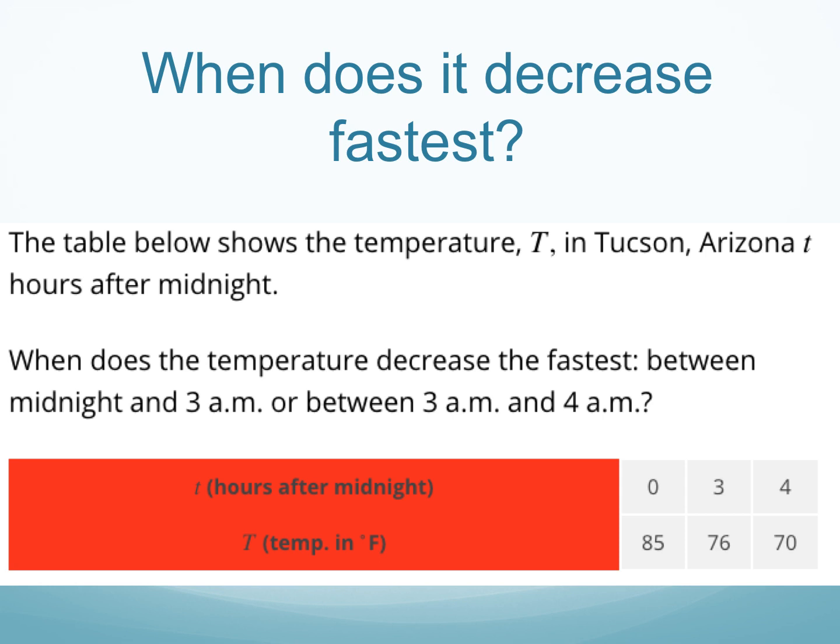So in order to check this, we're going to have to actually find our rate of change for each of these. So here I have midnight. Here's 3 a.m. and 4 a.m. So midnight to 3 a.m., my change in y, my output, which is down here, I dropped from 85 to 76. So that is a change of negative 9. And my hours increased by 3. So for between midnight and 3 a.m., my rate of change is negative 3.